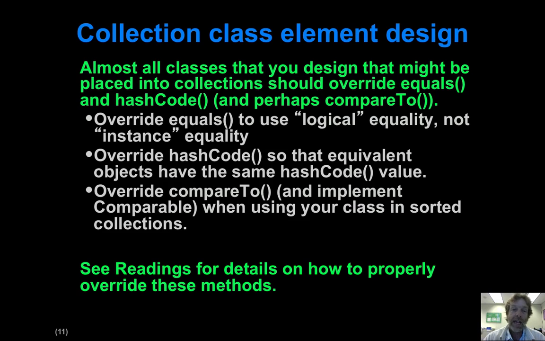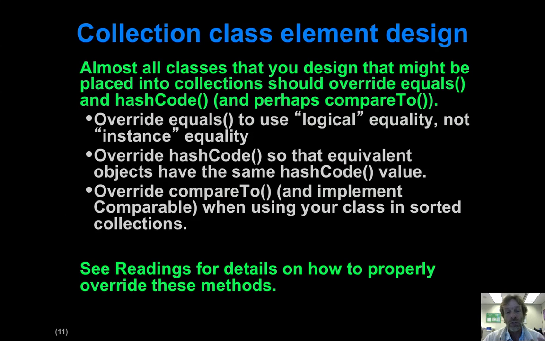And then we need to override hash code so that when we have the same object but it's located somewhere differently in memory, hash code will produce the same integer for them.